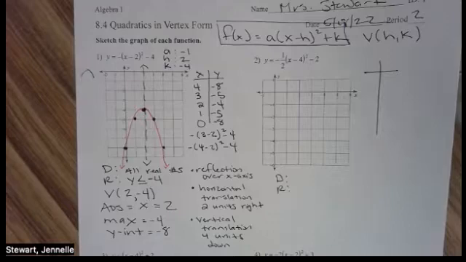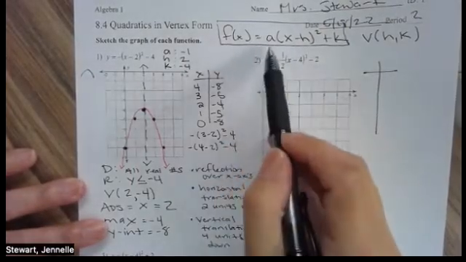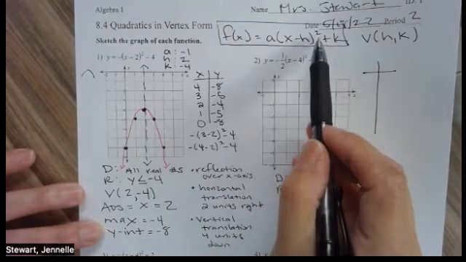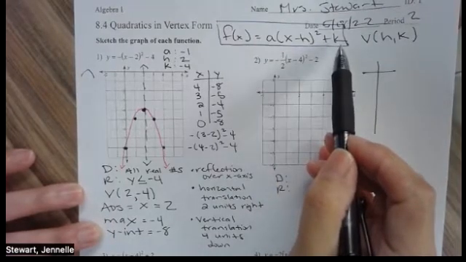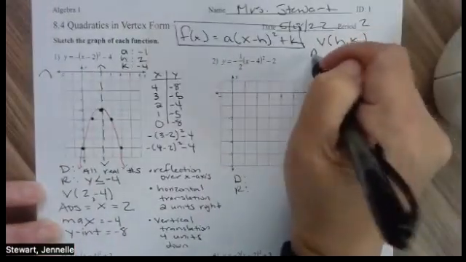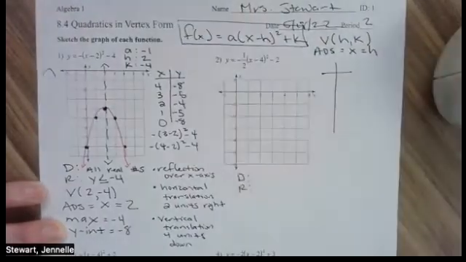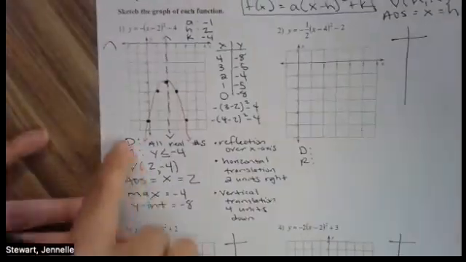I'm going to review how to graph a quadratic function that is in vertex form. So it's important to know the formula f of x equals a times x minus h quantity squared plus k. An important part to know is also that the vertex is (h, k), and that the axis of symmetry is x equals h. So we're going to do one whole problem.